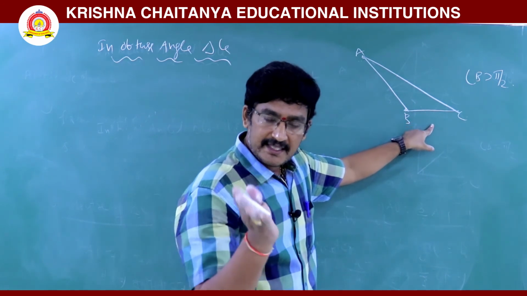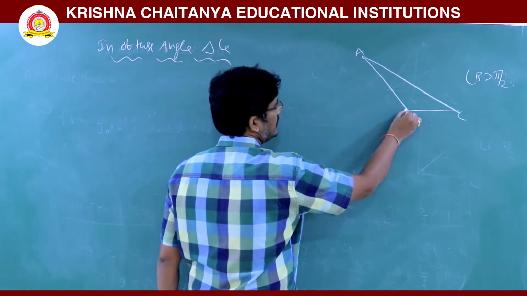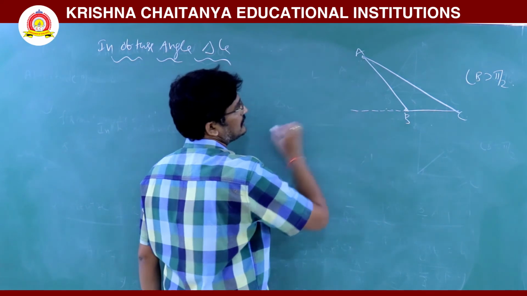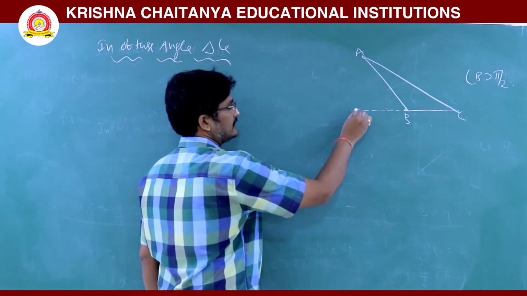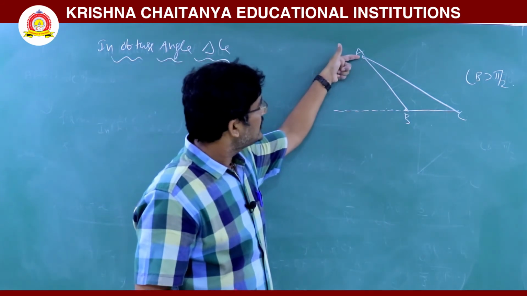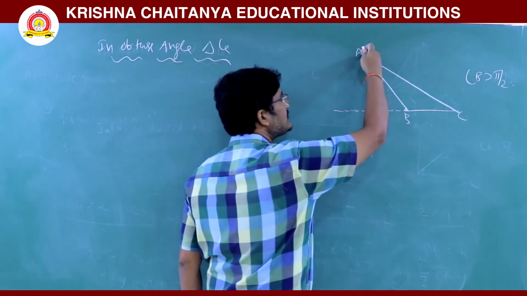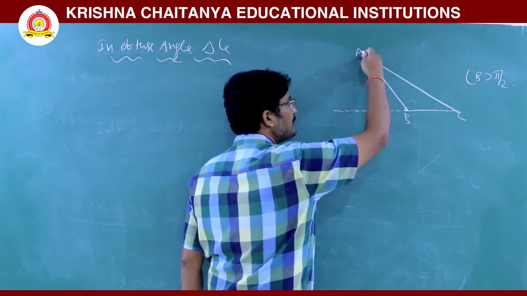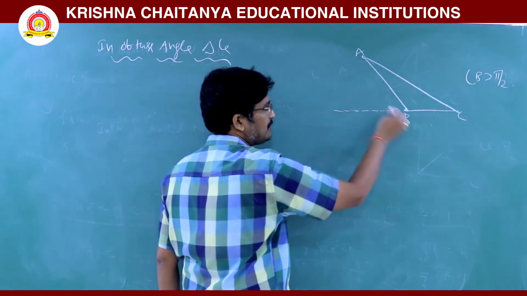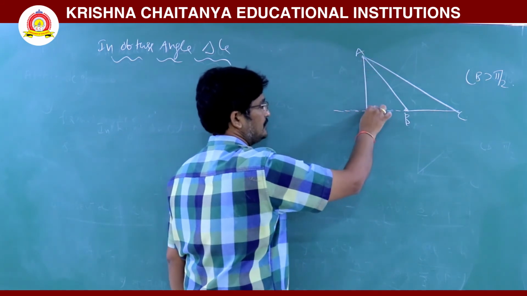So first you have to extend the line BC bar like this. Next you have to draw a projection from A to the side BC bar. There is no possibility to draw a perpendicular line from A to BC bar inside the triangle. So we have to extend the BC bar side like this. Now it is a perpendicular line.